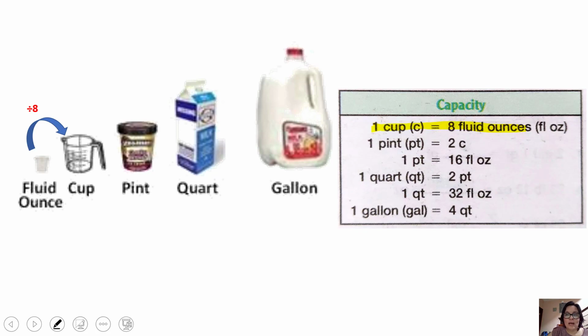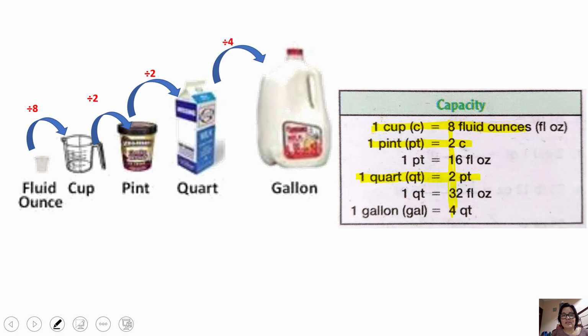Okay, so we are taking into account these numbers here. If we are changing from cups to pints, we are going to divide by 2. Why? Because 1 pint has 2 cups. From pints to quarts, we are going to divide by 2. Why? Because 1 quart has 2 pints.